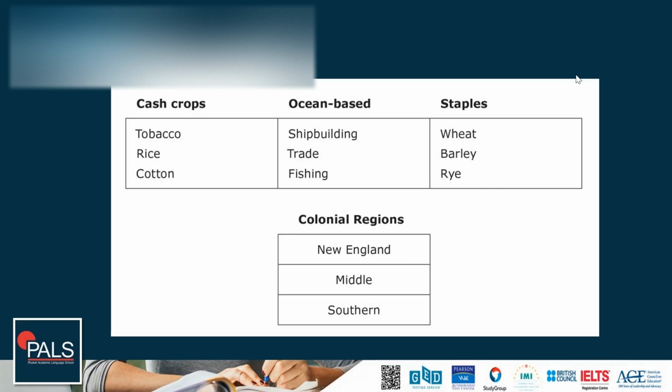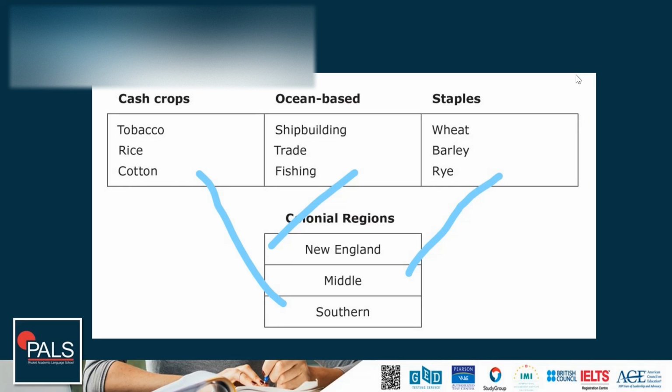Alright, let's have a look at the answers. So the southern economy was based on cash crops, tobacco, rice, and cotton, and their labor was primarily sourced from the African slave trade. The ocean-based economy was in New England. This is because they had the most plentiful resources for forests, which produced wood, and there were lots of fish in the water surrounding New England. And then the staple crops were what the colonists grew for their consumption so that they could live and have enough food through the winter: wheat, barley, and rye, and those were in the middle colonies.